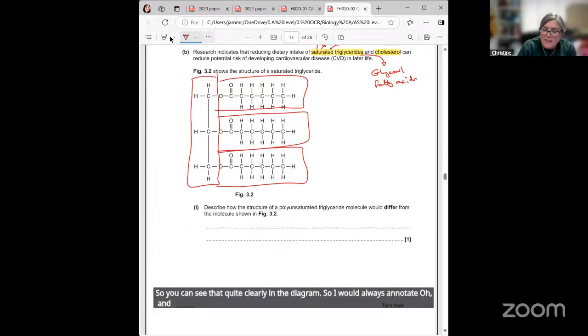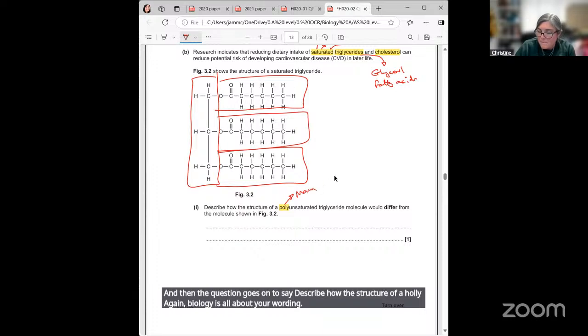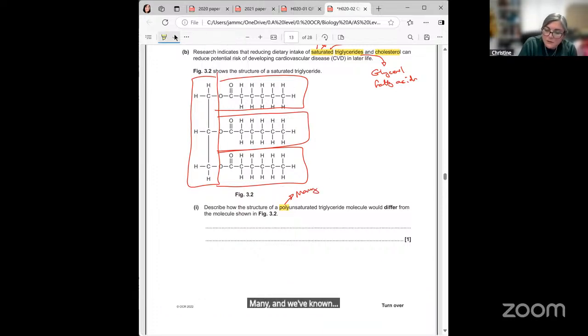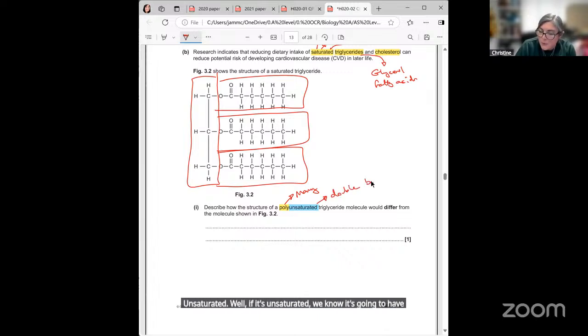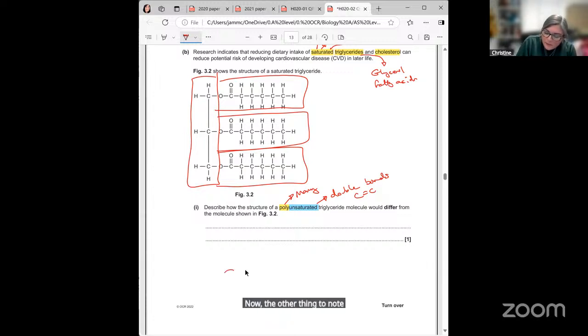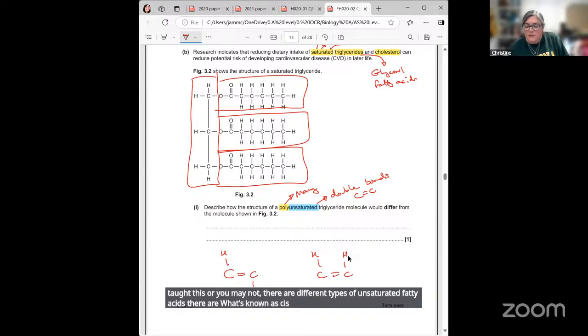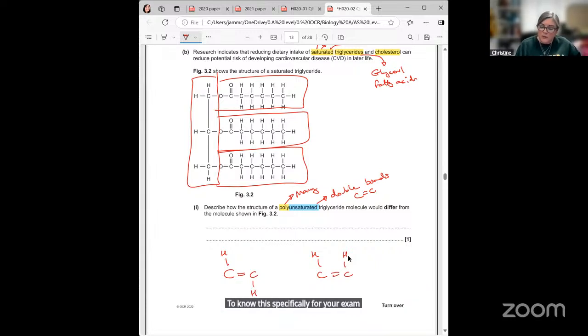Oh, and then the question goes on to say, describe how the structure of an unsaturated fatty acid differs. Again, biology is all about your wording. Well, if it's unsaturated, we know it's going to have double bonds between the carbons. So when you look at this, you're going to note that you have many double bonds between those carbons. Now, the other thing to note, if you have been taught this, is that there are different types of unsaturated fatty acids: cis and trans unsaturated fatty acids. They don't expect you to know this specifically for your exam, but sometimes they do try and throw it in there to confuse you.